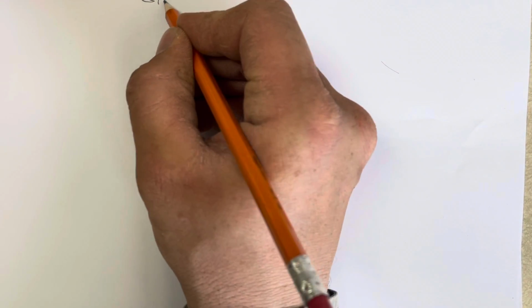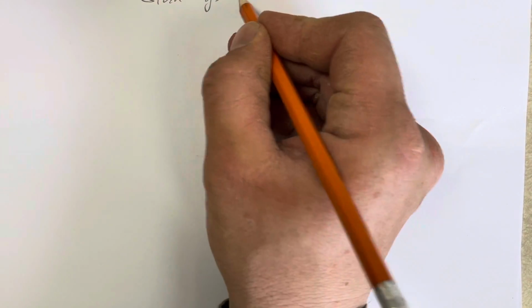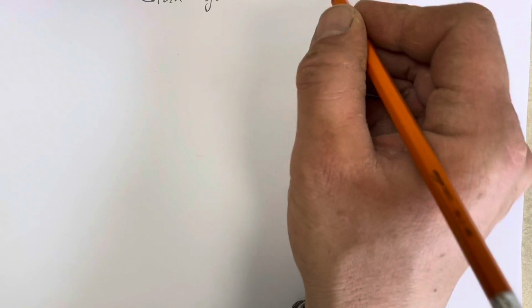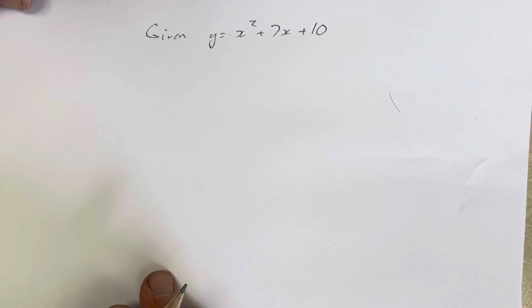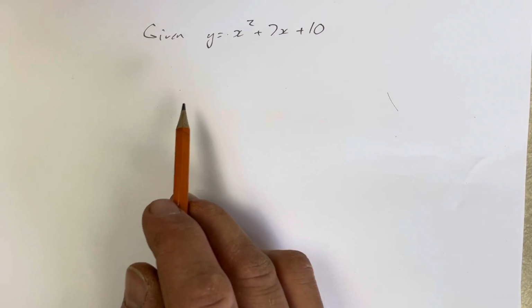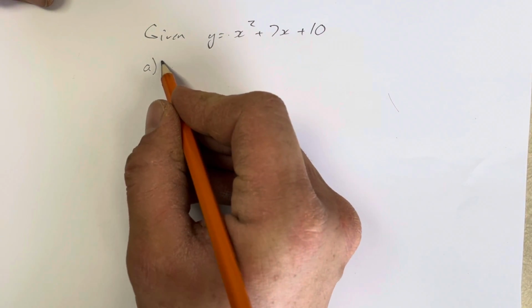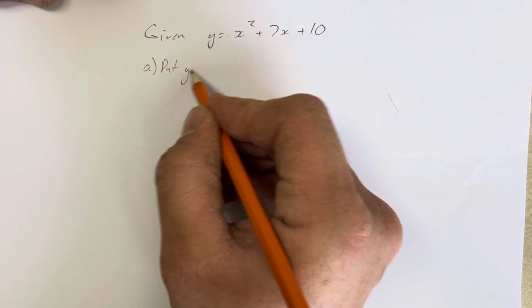Today we're taking a look at finding a vertex of a quadratic by getting it into factored form. So let's say we're given a particular quadratic, like y equals x squared plus 7x plus 10. And we're asked, hey, let's find the roots and vertex of this quadratic. So part A might be put y in factored form.